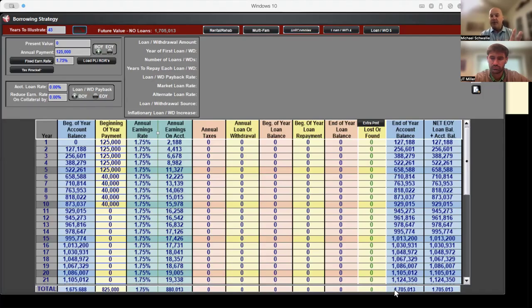But remember, those types of accounts, the bank is controlling those, and the IRS gets involved. So one of the things we know, JT, is that when you earn money in these types of accounts, the $2,188 that you earned that first year goes at the top of your income bracket.